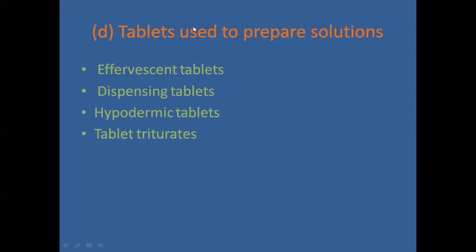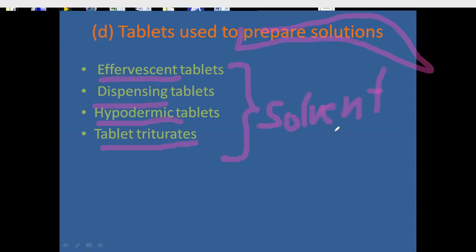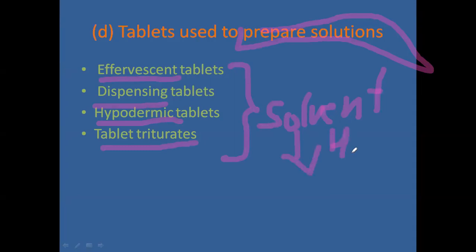And the fourth type is the tablets which are used to prepare the solution, and the examples are your effervescent tablets, then dispensing tablets, hypodermic tablet, and tablet triturate. So all of this, when they come in contact with the solvent, that is mainly water, okay, they will be coming into a solution form. The starting form of the dosage form for this is tablets, but when they are mixed with water they will be converted into a solution form.